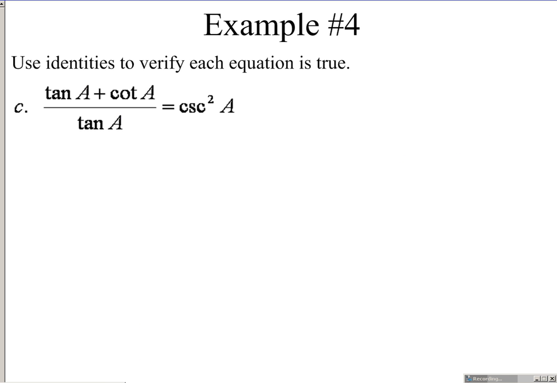Letter C. The left side here, we're going to separate the fractions. So this is tangent A over tangent A plus cotangent A over tangent A. First one, tangent A over tangent A is just 1.